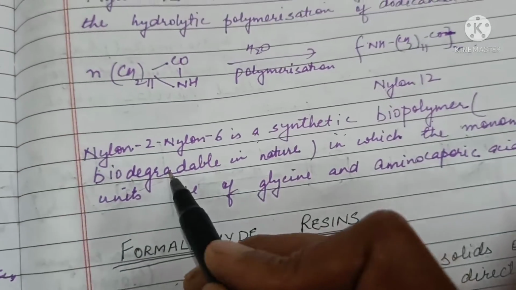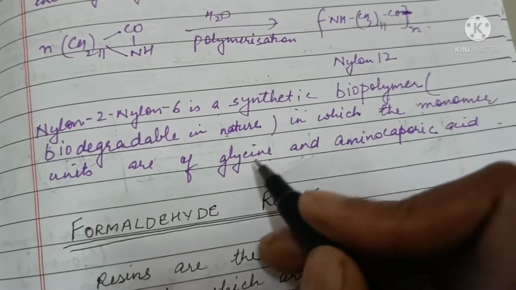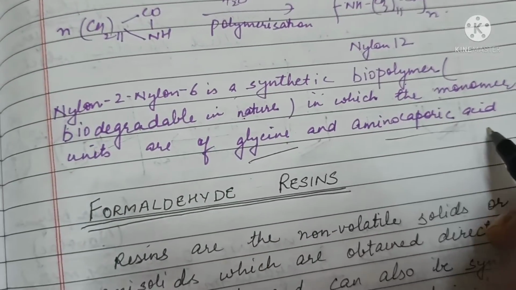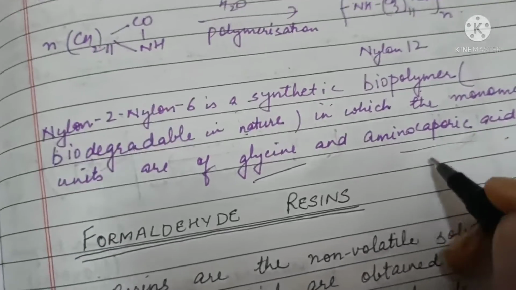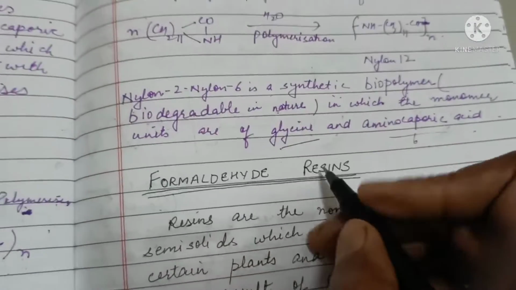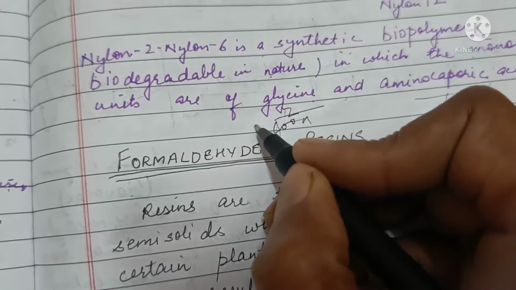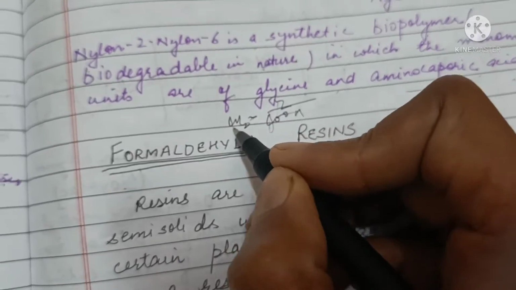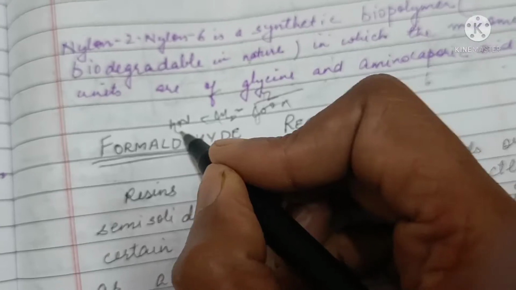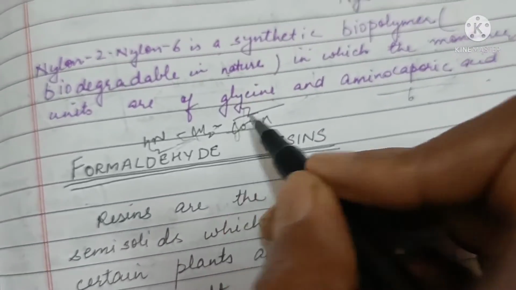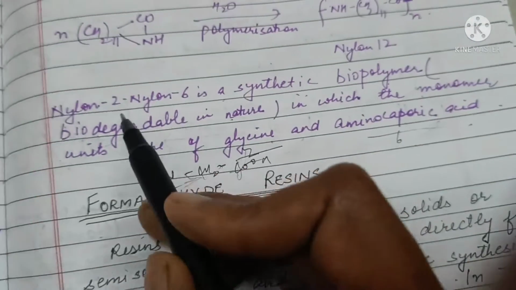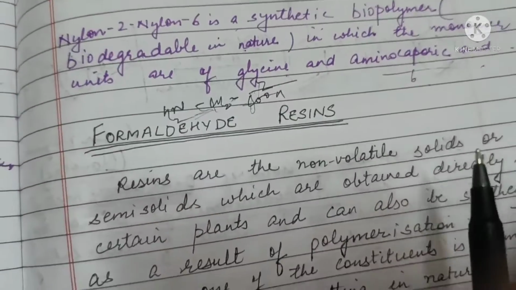It is biodegradable in nature, and the monomer units are glycine and amino caproic acid having 6 carbon atoms, and 2 in glycine. Glycine is COOH, then we have CH2 and NH2. This is glycine having 2 carbon atoms. This has 6, so the name is nylon 2, nylon 6.